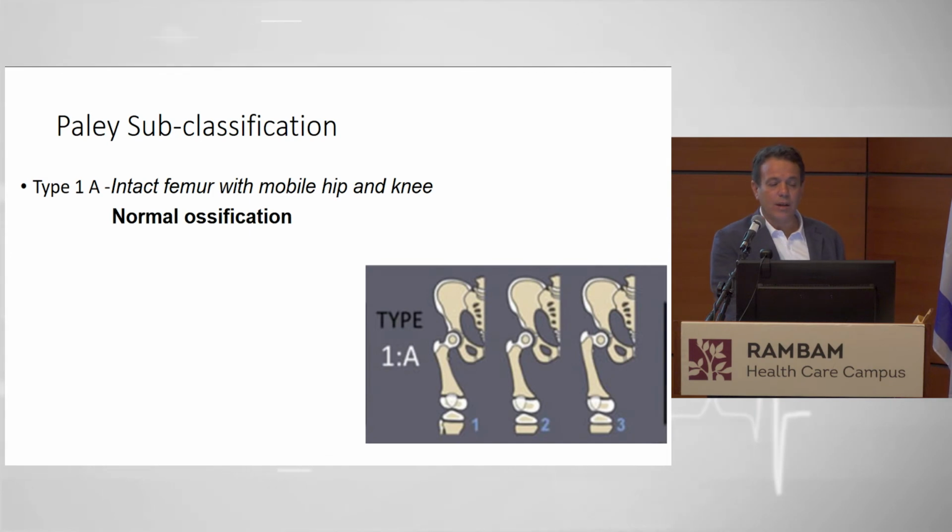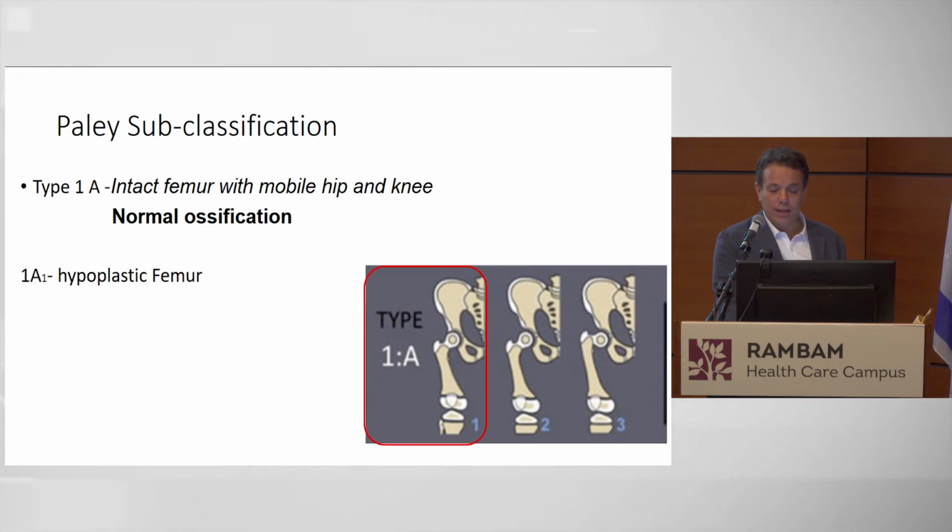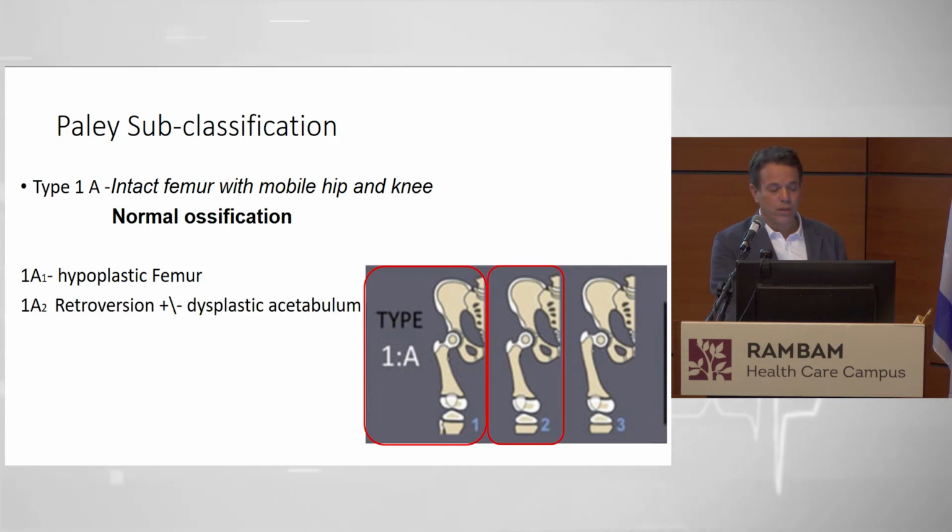So we'll dive a little bit into 1A. So we said it's intact femur with mobile hip and knee, with normal ossification. And the subtypes, 1A1 is just hypoplastic femur. That means we have a short femur. Type 1A2, we have some dysplasia and some retroversion. And type 1A3, we already have some coxa vara in addition.